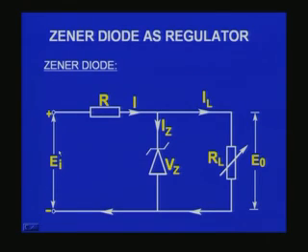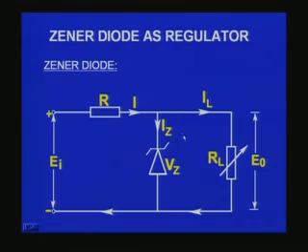All that you have to do is take the unregulated power supply, which is shown here on the left side as EI, and this is your RS, shown here as R, and you have your Zener diode. You choose the R as mentioned just now, and you put your Zener diode in the reverse bias condition, so that it is under breakdown condition, and therefore this voltage will remain constant.